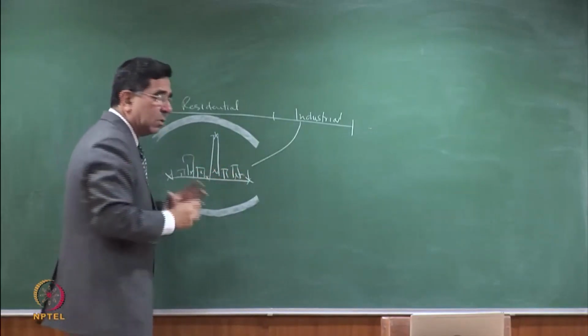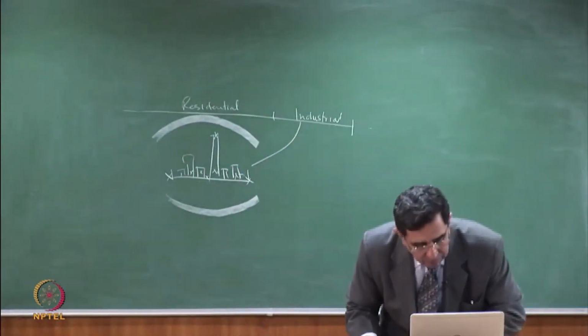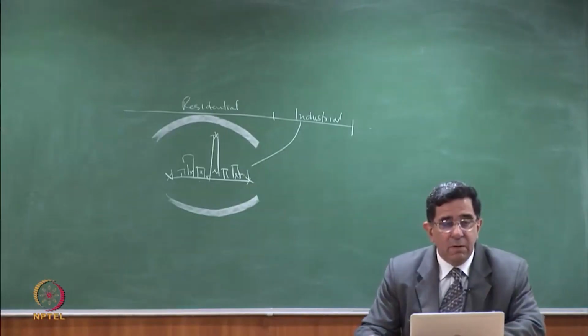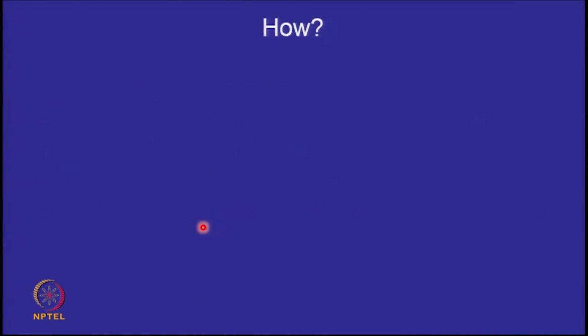So within the thing. So if I look at what is listed here, for a landfill, monitor above the ground, monitor on the ground surface, in the drains, you have stormwater drains, you have pipe drains at discharge points. You monitor on the landfill surface, where the cover is there on top of the cover. You monitor below the ground in the vadose zone, that is the unsaturated zone, and in the saturated zone, and you monitor within the waste.